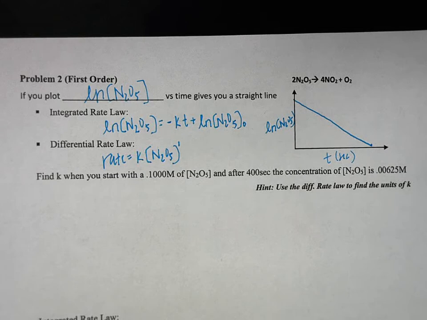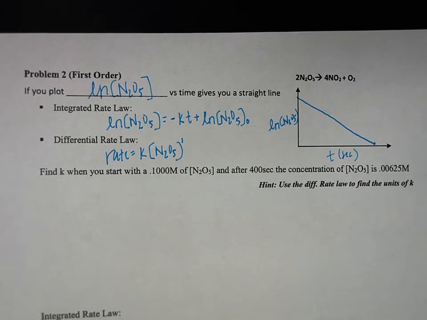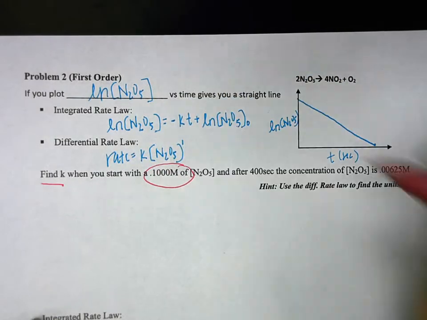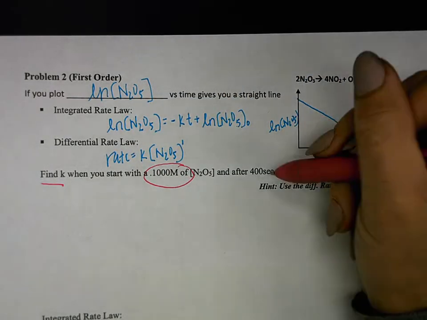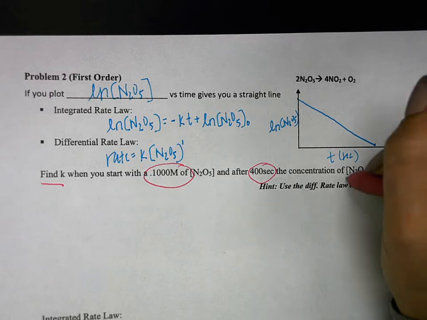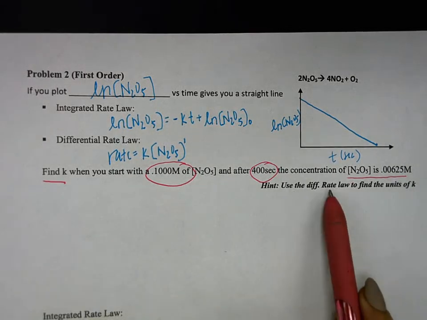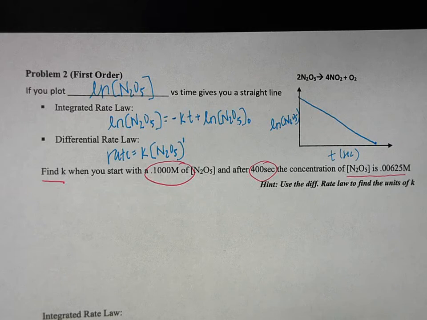So we're going to find k when we start with 0.10 molar, and after 400 seconds, the concentration of N2O5 is 0.00625. And then it tells us, hint, use our differential rate law to find the units of k, because it gets kind of tricky to use your integrated rate law to find our units for k. And we went through the trick, and I'll go through it again. So first, let's find what k is.